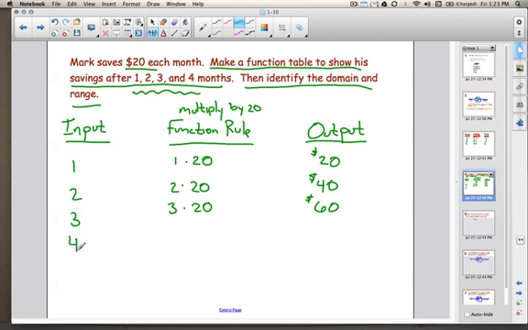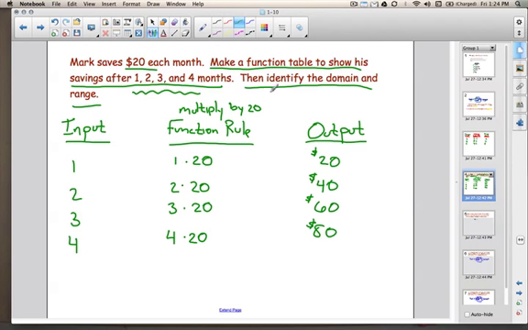And our final month, 4, that the question is asking us about, we're going to take 4, we're going to multiply it by the function rule of multiplying by 20. 4 times 20 is $80. That means here we have our function table. We put in these 4 months, we multiply each one of those months by 20, and over here is our output. So that means after 4 months, Mark's going to have $80.